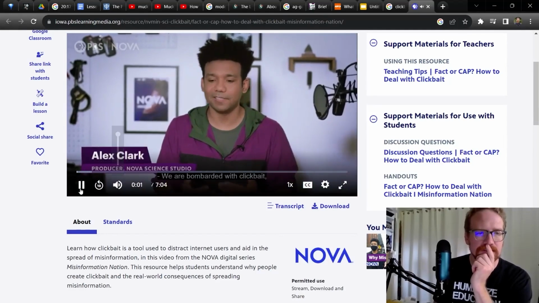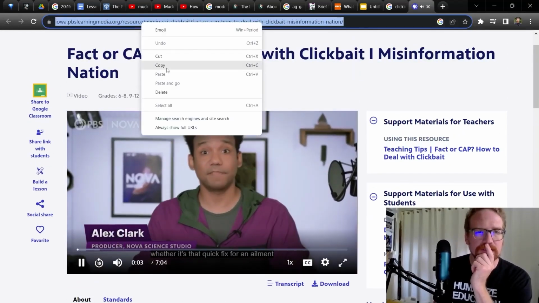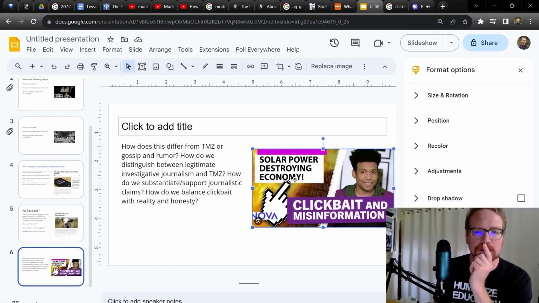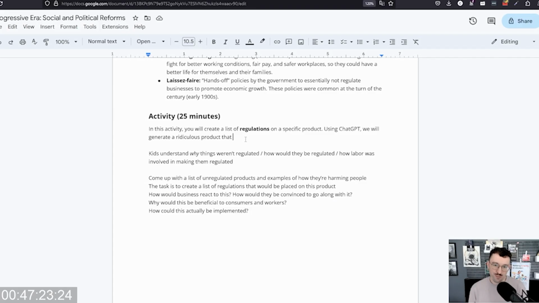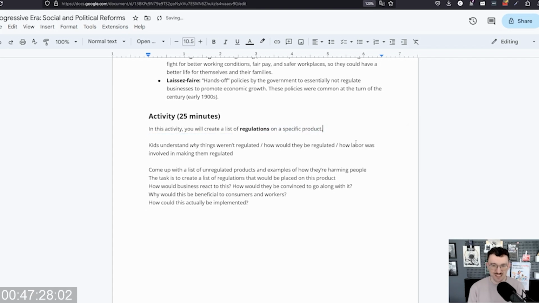We are bombarded with clickbait, whether it's that quick fix for an ailment or that one simple trick that's going to make your computer or your phone run faster. We'll see how that works. I'm a little cautious of this, but let's just see how this works. So in this activity, you will create a list of regulations on a specific product.